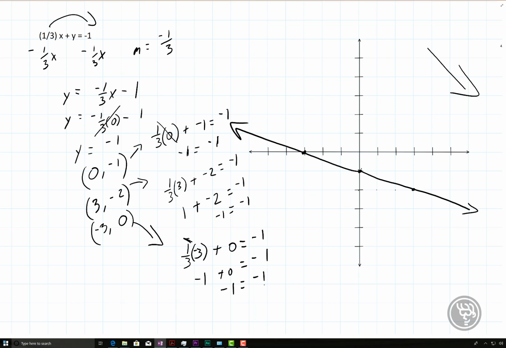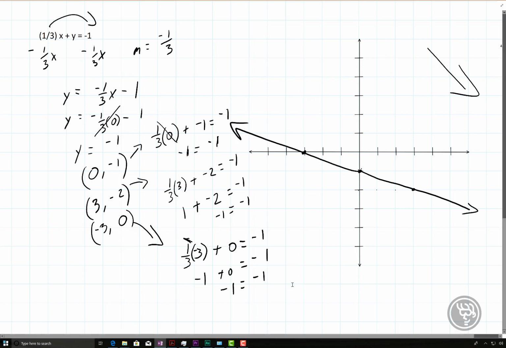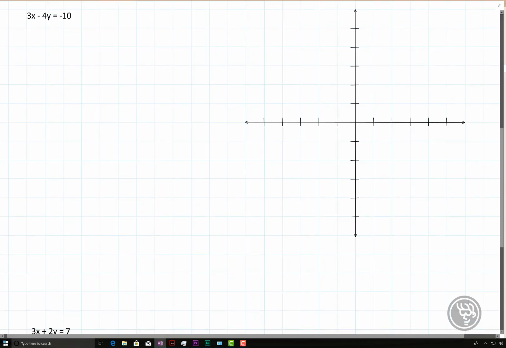And there it is. There you have it. Okay, let's go on and do some more examples of other types of problems. Here we have 3x minus 4y is equal to minus 10. Okay, so same as before, let's plug in 0 for x.